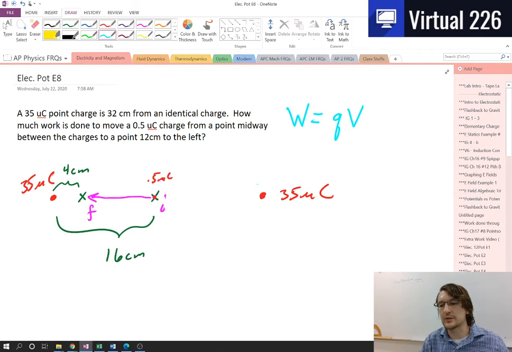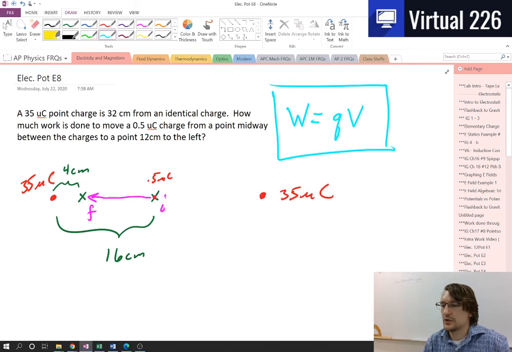I don't care about what's doing the work. We're just considering, is that work being done? So we know this work equation, work equals Q times V, the charge through the potential. Okay? Now, we know what that charge Q is. That charge Q is the 0.5 microcoulombs. So that's straightforward. That's 0.5 times 10 to the minus 6. The real question is, what is this V?